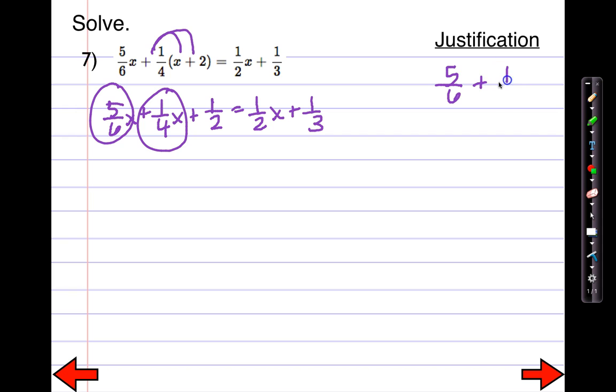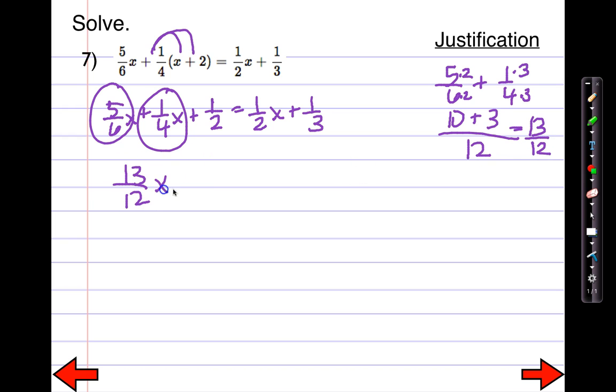5/6 plus 1/4. 12 is my lowest common multiple. I can multiply by 2, leaving me with 10. I can multiply by 3, leaving me with 3, so I'm left with 13/12. So 13/12 x plus 1/2 equals 1/2 x plus 1/3. Immediately I know there is one solution. Why? Because my coefficients are different.